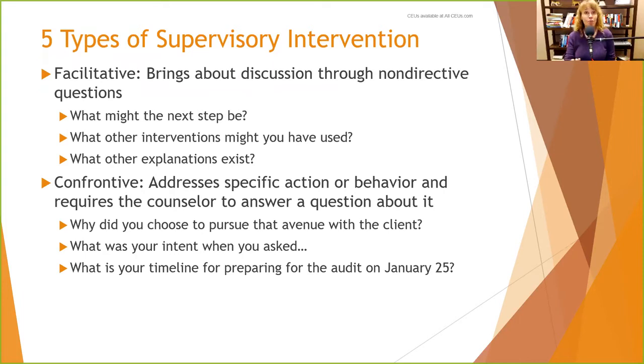And sometimes a clinician will choose to do something and you may want to stop them just to find out what their rationale was. What was your intent when you asked the client this question? What kind of response were you hoping for? Where were you hoping it would lead you? Other types of confrontive questions can be much more administrative, like what is your timeline for preparing for the audit on January 25th? Or you've got this client that has major depressive disorder. What are the three interventions that you think are going to work best with them? So they have to come up with a specific answer to a specific question.